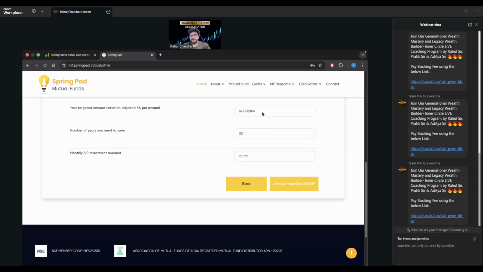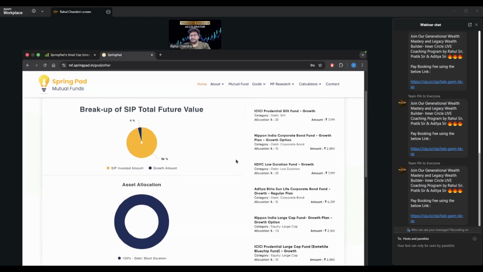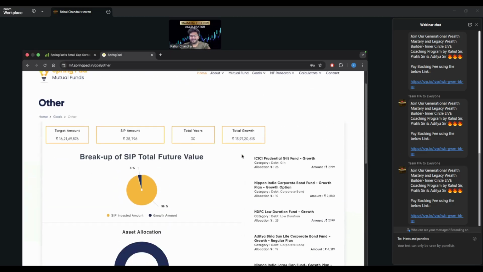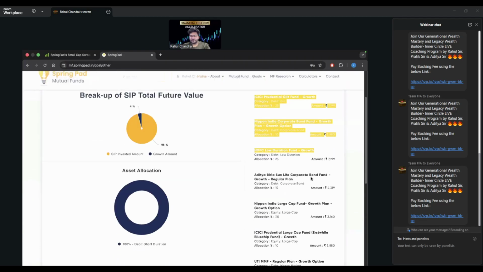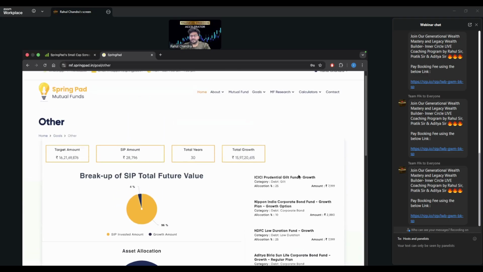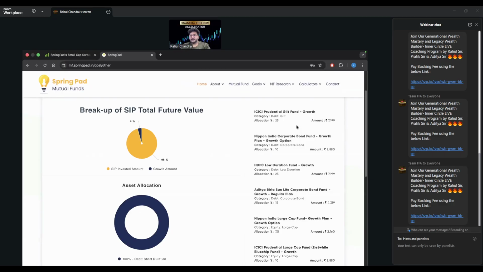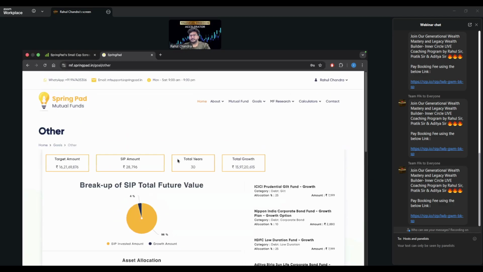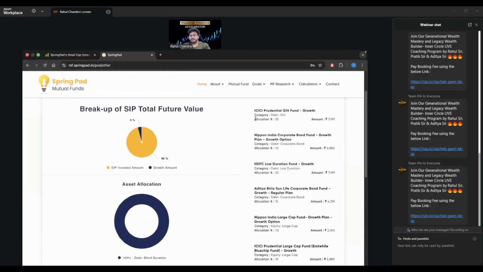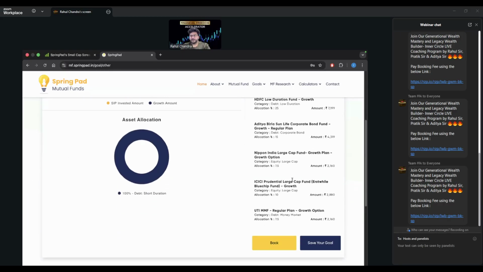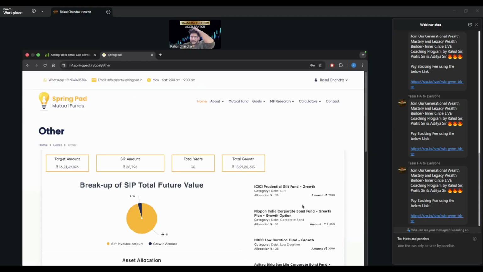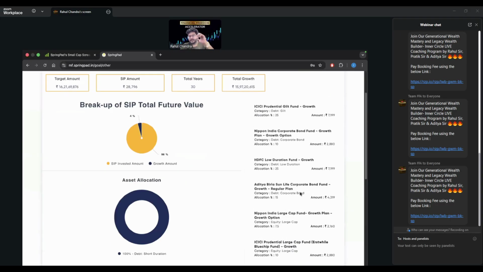So how do you make 16.21 crores at the end of 30 years? Just click on achieve your goal on SIP. And over here on the right of your screen, I want to focus your attention. Do you see 8 different funds which have been identified to meet your objective? Yield fund, which is a bond fund, low duration, Sun Life corporate bond, large cap, regular growth. Yes.